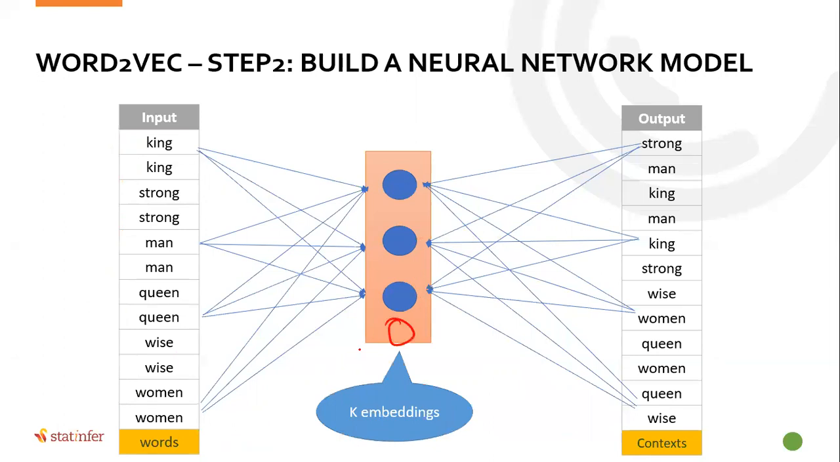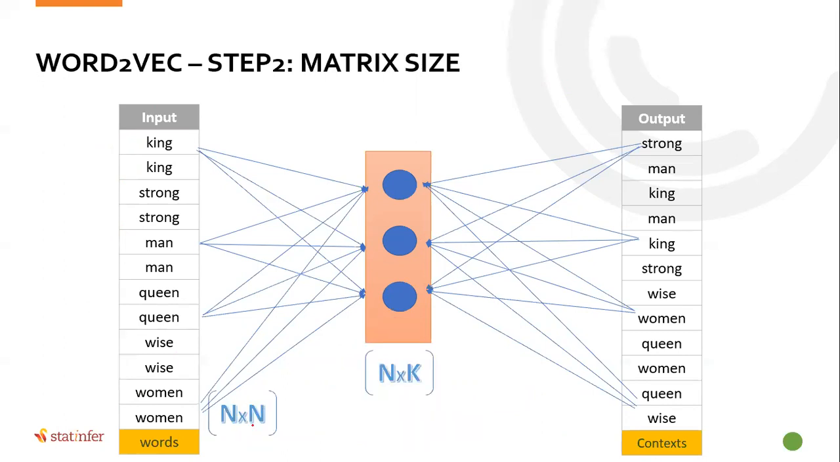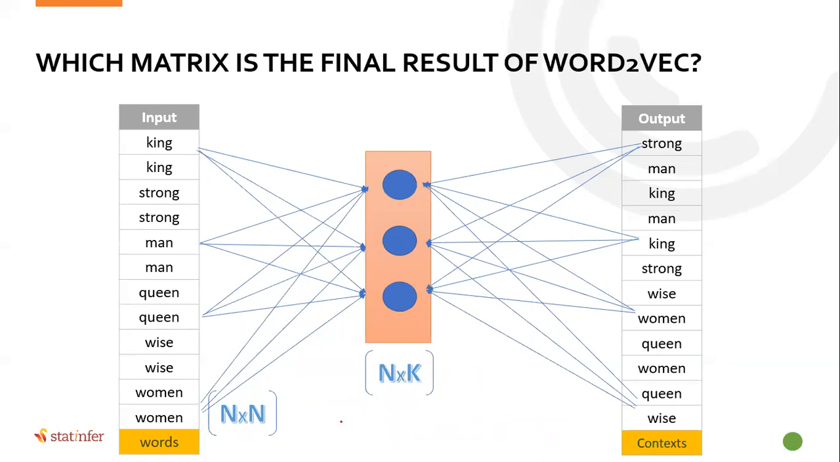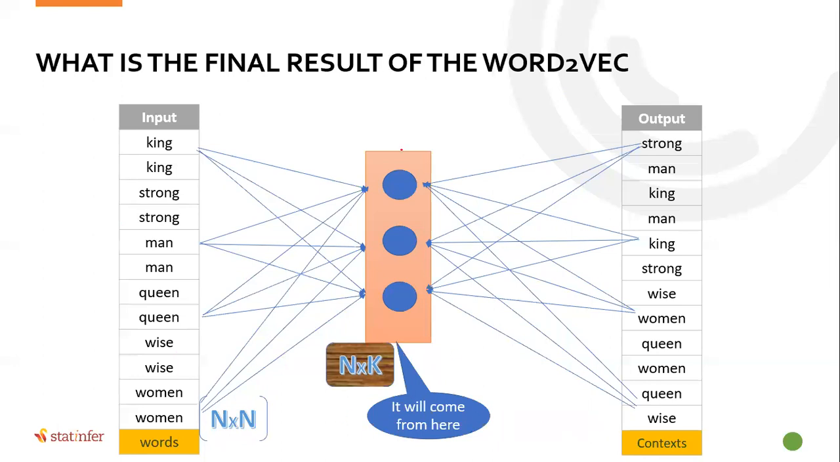You can also say that I can have 4 hidden nodes. Then this will have 4 values. Each vector will be represented with 4 values. This is an n by n matrix, this is an n by k matrix, and k will be the number of values; here 3 will be the number of values. Every word will be represented with a vector of 3 values. This is the final result. The final result of Word-to-Vec is the hidden layer output.